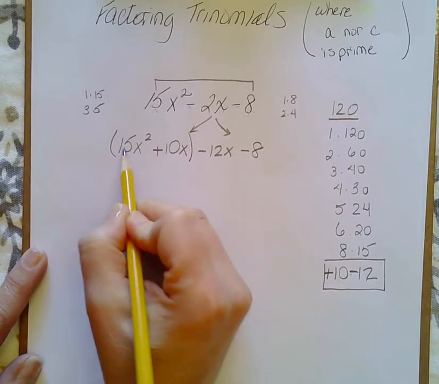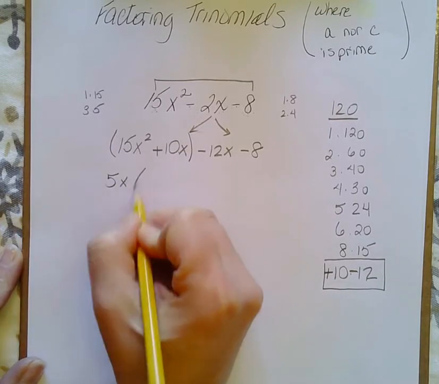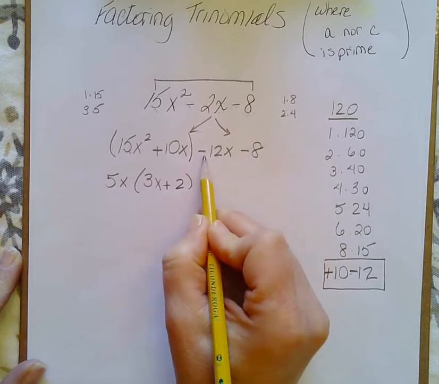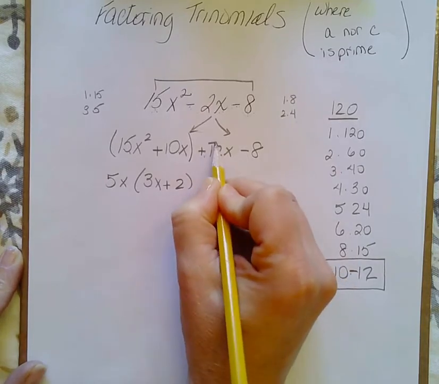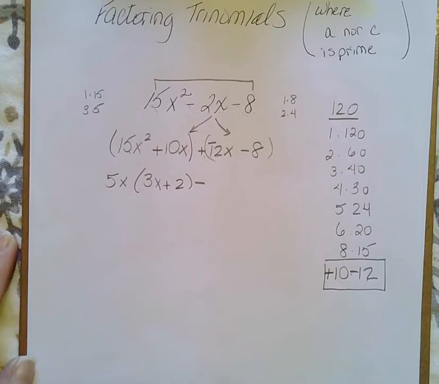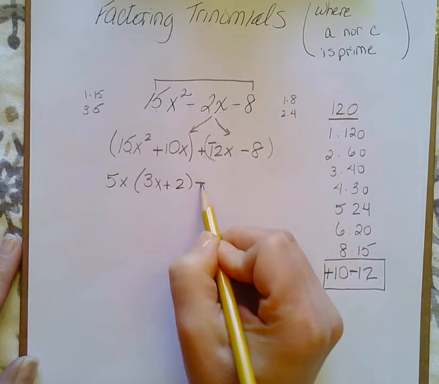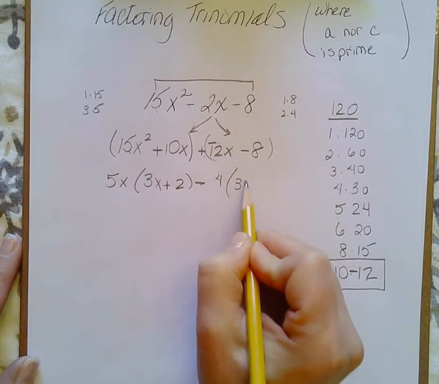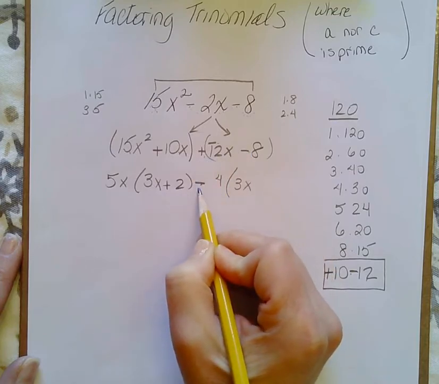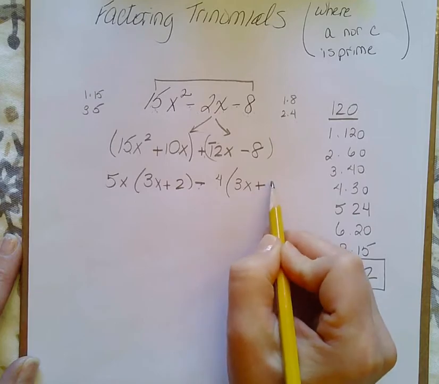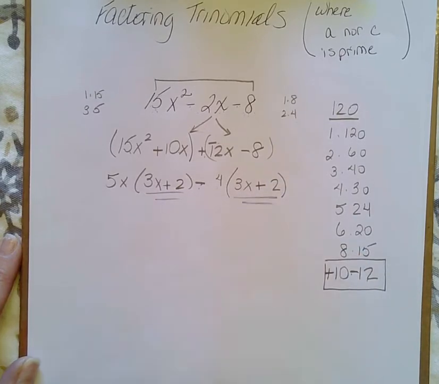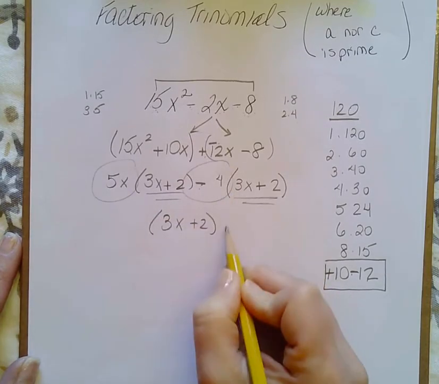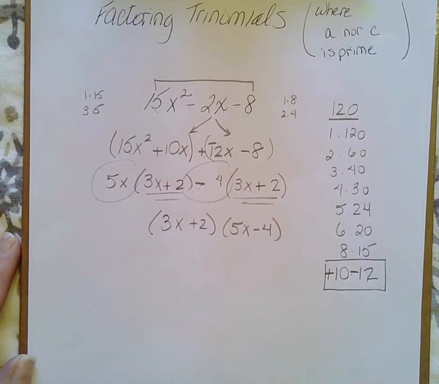Group my first 2, pull out a 5 and an x. That leaves me with 3x plus 2. Remember, whenever there's a minus in the middle, right away do plus a negative and factor that negative back out immediately. I'm taking out the negative, and a common number here is 4. So that leaves me with 3x, take out the negative and divide out a 4, plus 2. And look at that. It's exactly the same. So our factors are 3x plus 2 and 5x minus 4. Those are your factors.